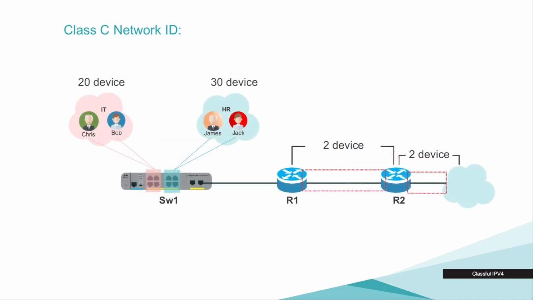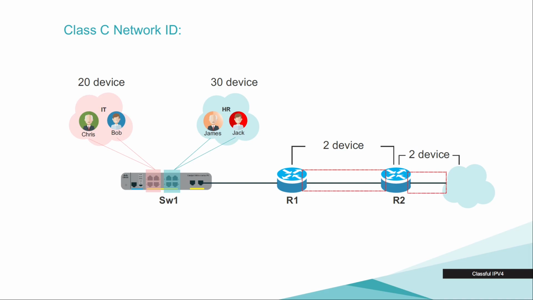Let's continue with our example. So in the IT VLAN, we have 20 devices. For HR VLAN, we have 30 devices. For the link between R1 and R2, we have 2 devices. We have this interface on router 1 and this interface in router 2. And for this link, we have also 2 devices. One belongs to R2 and the other device belongs to the internet or ISP.